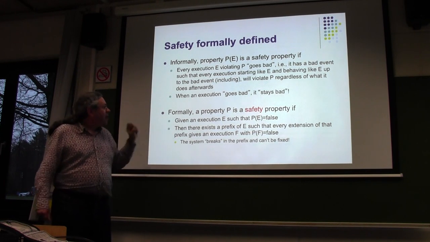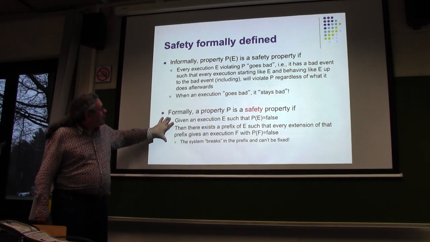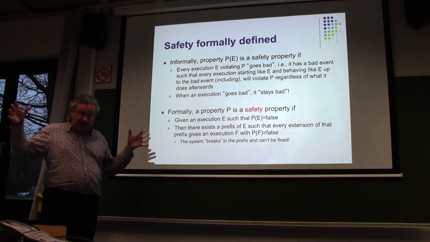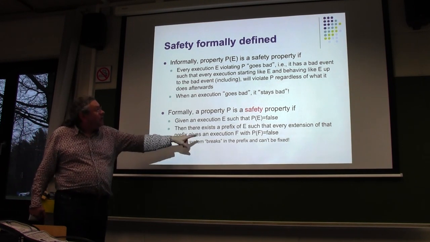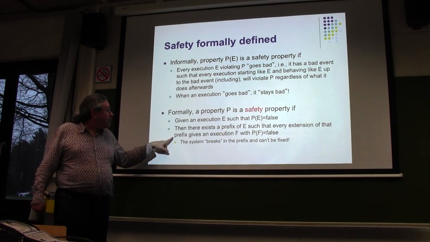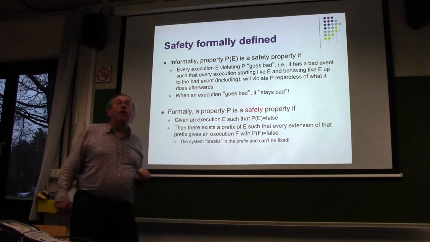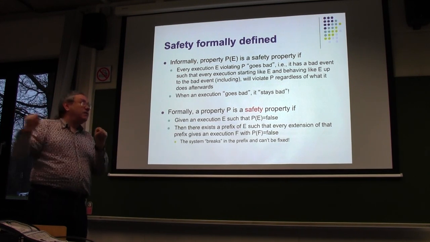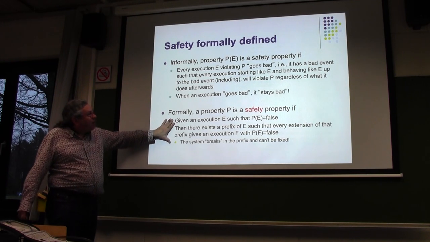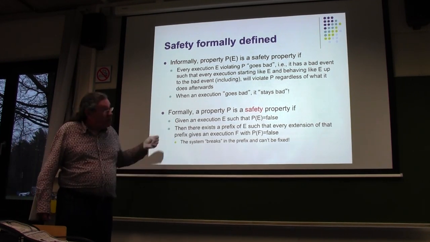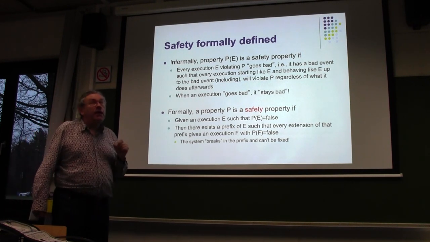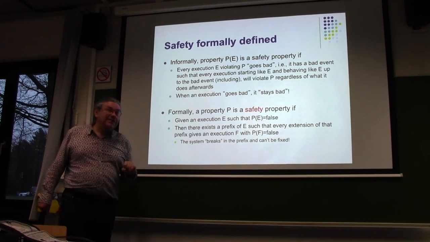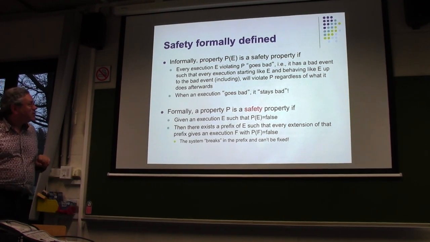So here's the formal definition. A property P is a safety property if the following holds. Given any execution such that the property is false, so we have an execution where safety is false, then there exists a prefix such that every extension of that prefix gives an execution also false. That means at some point you can say the system breaks, and no matter what you do after that, it stays broken. So a safety property is a property where in a finite prefix you can already see the system break, and any extension of that will stay broken. You cannot fix it. If you can fix it, it's not a safety property. So that's safety.